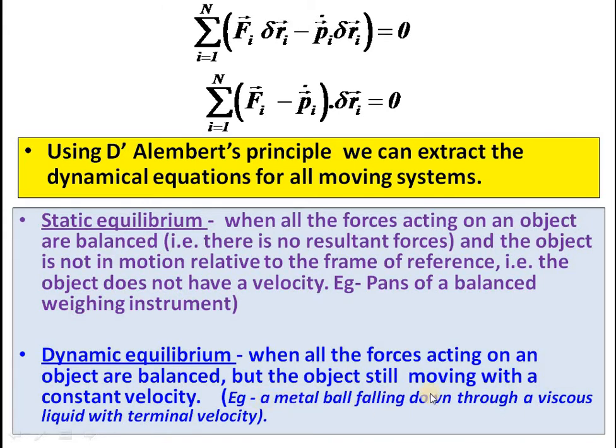A metal ball falling down through a viscous fluid with terminal velocity. This usually happens when a ball is thrown into a viscous liquid. Initially the ball accelerates, then finally it achieves a constant velocity and it moves throughout the rest of the time with the same constant velocity. So that is a case where the dynamic equilibrium condition is possible. Okay. So there are many situations in physics where you can make use of that.